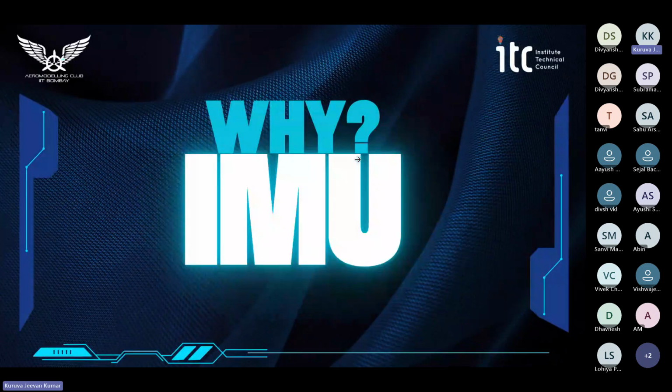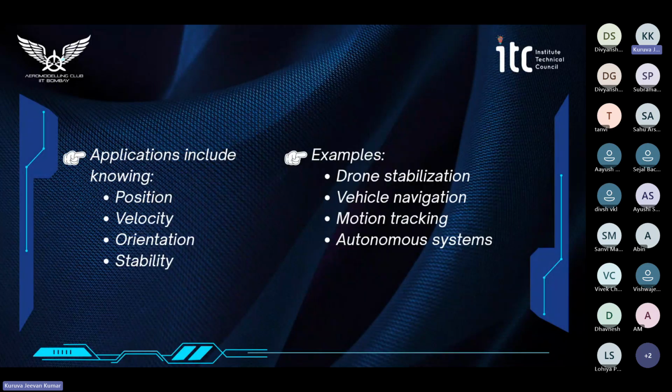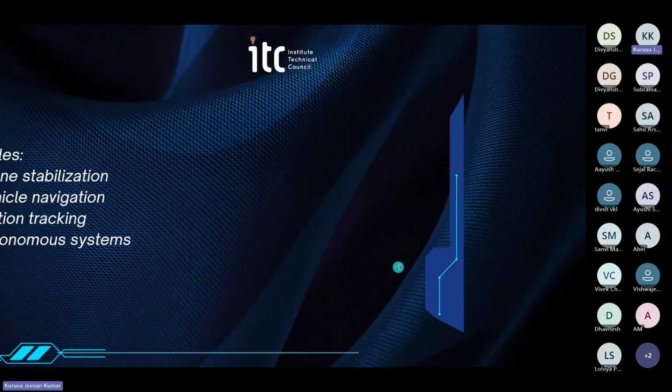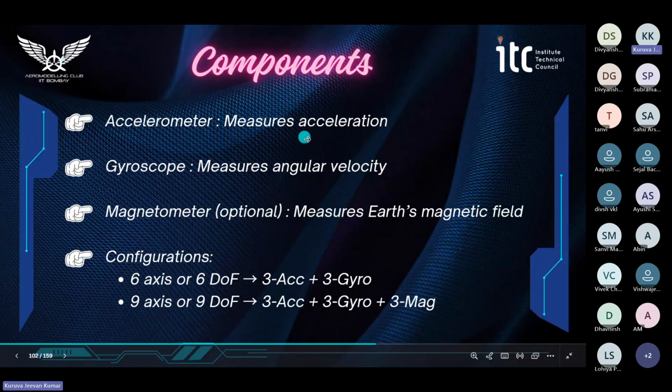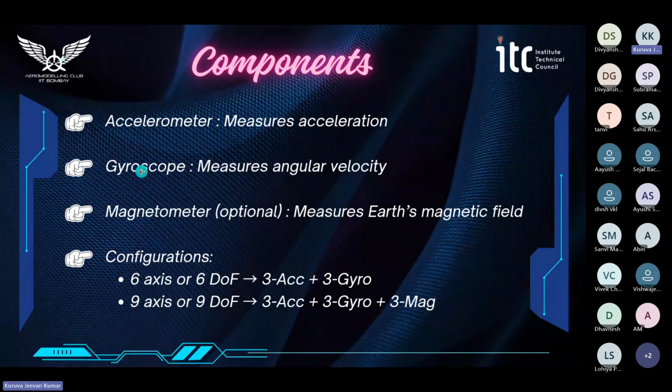The applications of IMU include knowing position, velocity, orientation, and stability. The data that we get from an IMU is used in drone stabilization, vehicle navigation, motion tracking, and autonomous systems. There are mainly three components in an IMU. The first one is accelerometer, which is used to measure acceleration. The second one is gyroscope, which is used to measure angular velocity. The third one is magnetometer, which is used to measure the magnetic field.